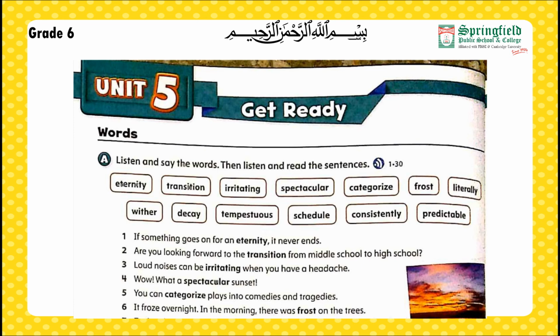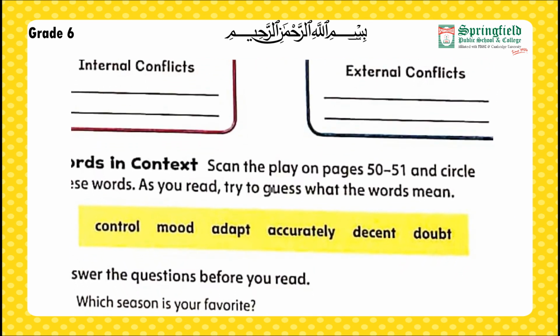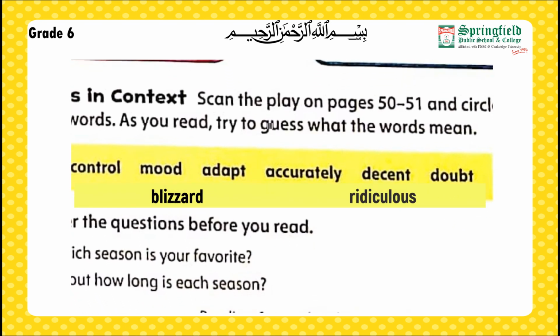Sight words. Eternity. Transition. Irritating. Spectacular. Categorize. Frost. Literally. Wither. Decay. Tempestuous. Schedule. Consistently. Predictable.